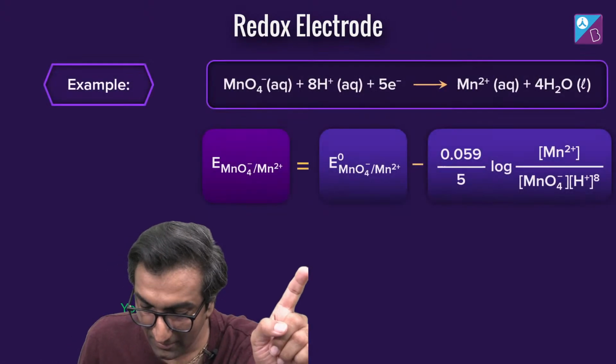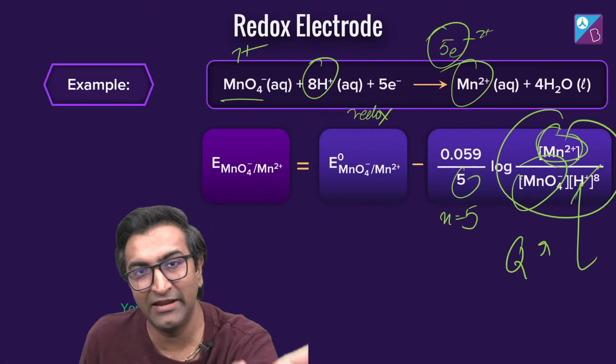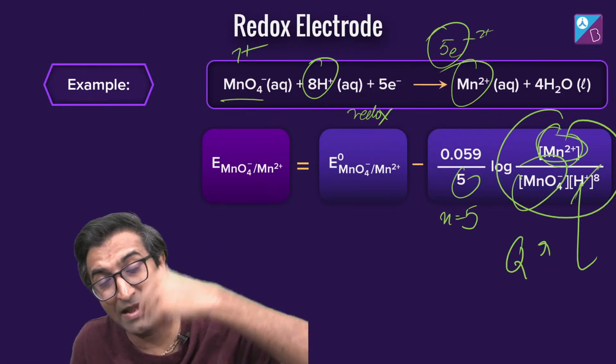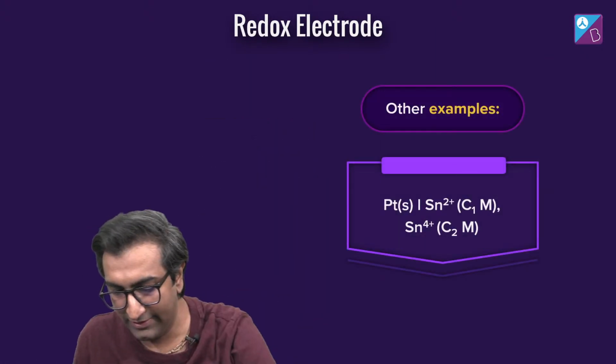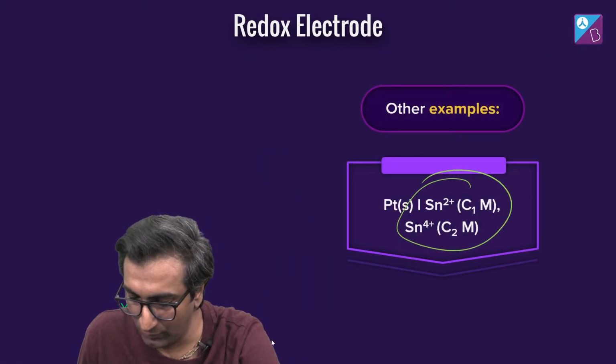Remember, here again, platinum is used as the current carrying conductor. It means electrons will go through the platinum wire to the outer circuit. Another example is, as I told you, Sn2 plus, Sn4 plus.